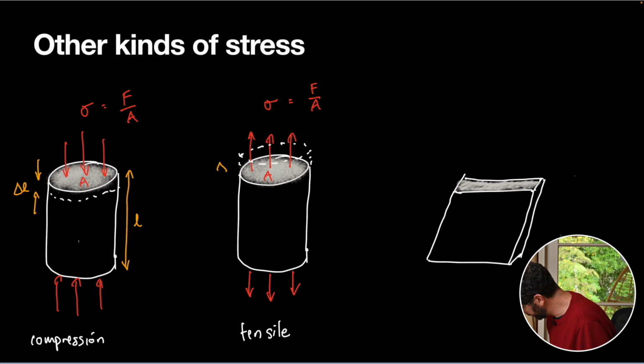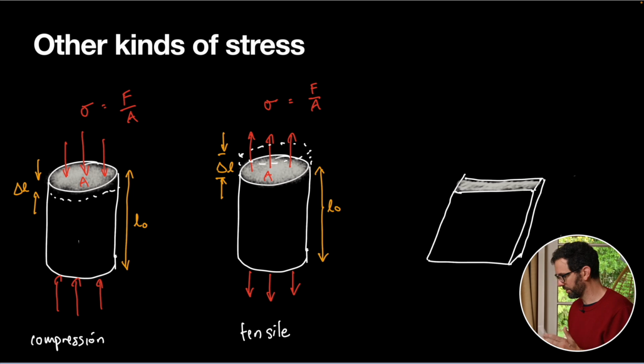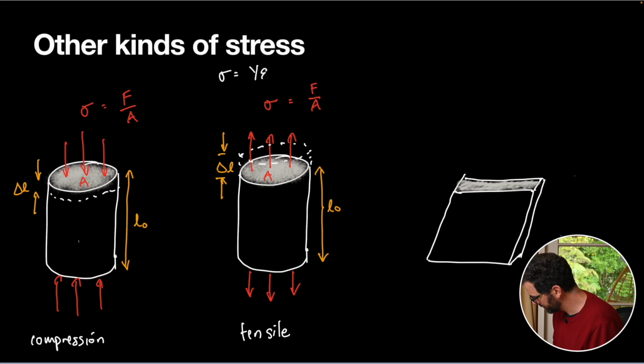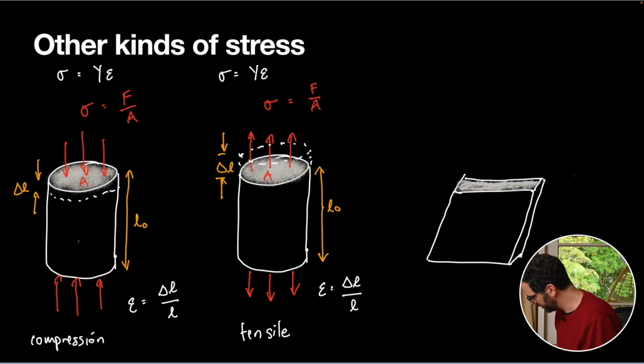The thickness will increase by an amount delta L, and we're still going to start off with the starting length in our equation. And Young's modulus applies here as well. So we'll still get that the stress is Young's modulus times the strain. Same with here: stress is Young's modulus times the strain. And in both these cases, the strain is delta L divided by L naught.